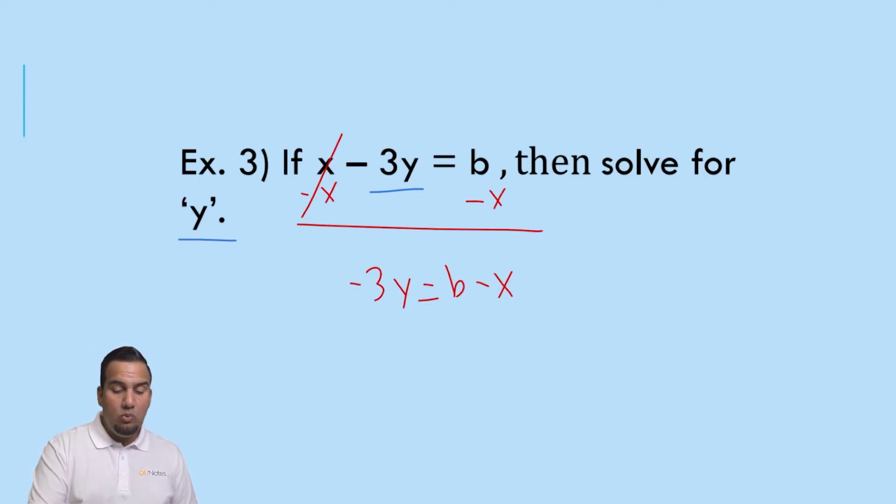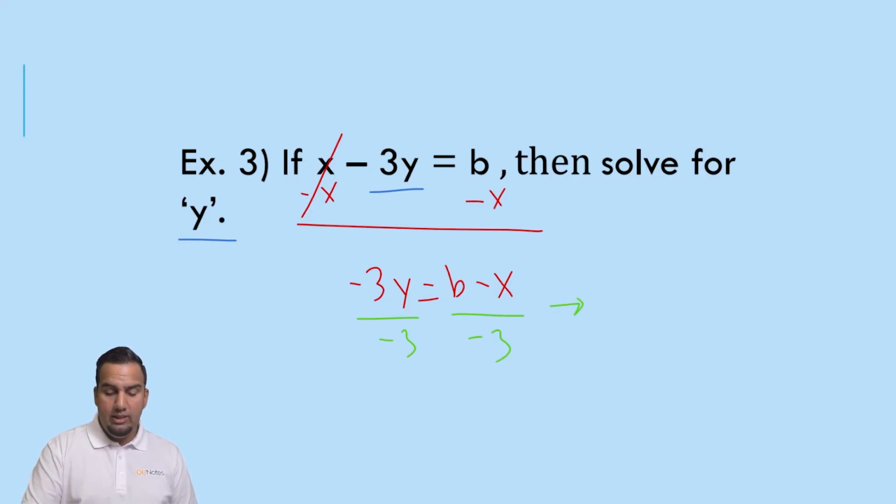Now, my last step is, what am I going to do? I want to isolate y. What's next to y? The negative 3. It's being multiplied to y. So what's the inverse of negative 3y? I'm going to divide by negative 3. And I'm going to do that to both sides. And if I do that to both sides, what's going to happen?